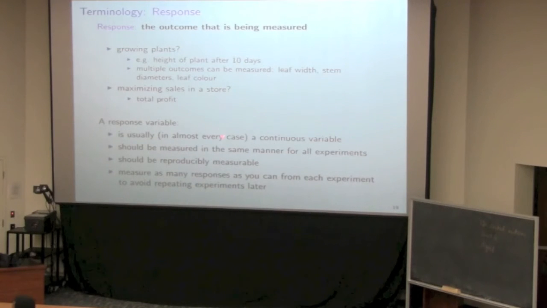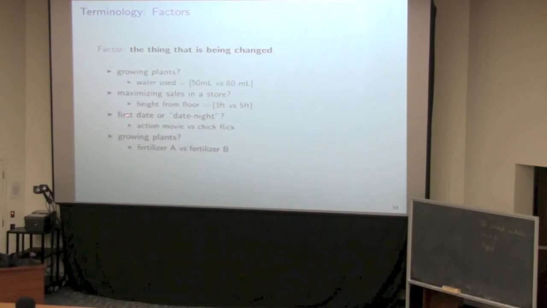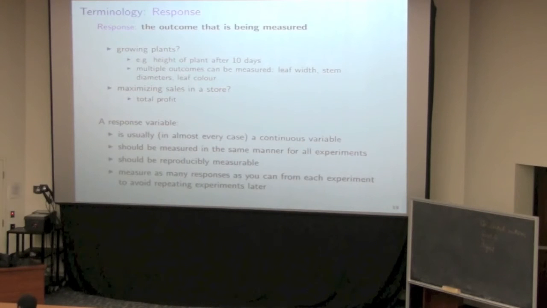Response might be even a categorical variable itself, and I'll take a look at some examples of that in the next class. Okay, one crude example of that is if you take a look at that date line example, that's a pretty crude categorical response that you might choose to evaluate for that variable. So the response variable should be reproducible as well. If you do the experiment versus your colleague doing the experiment, you should be able to get roughly the same answer.